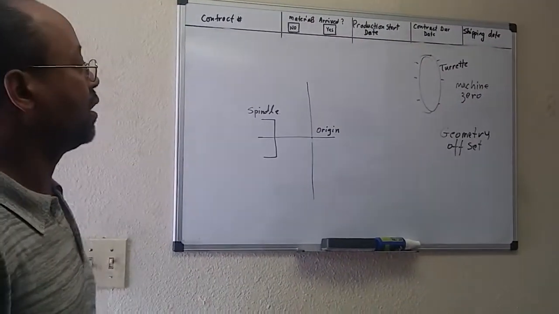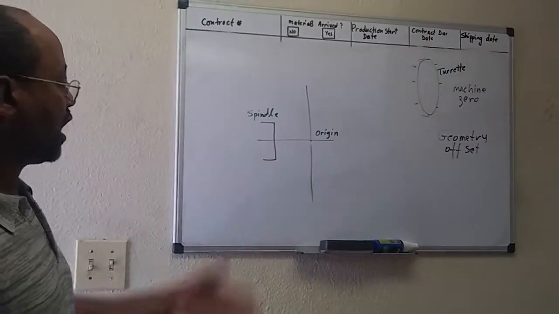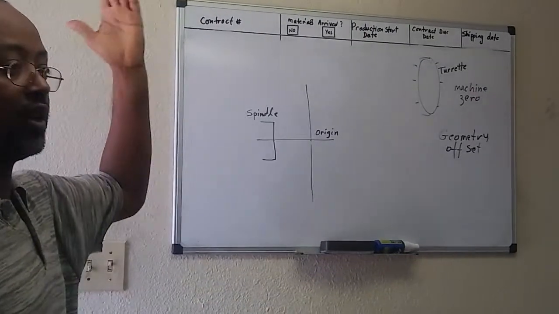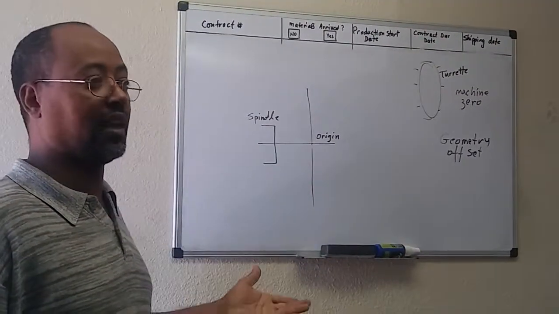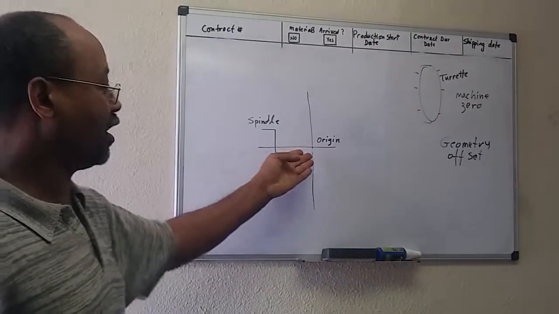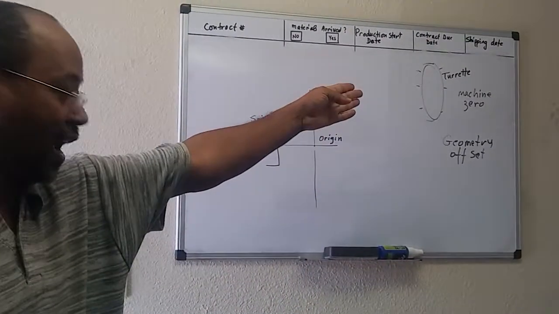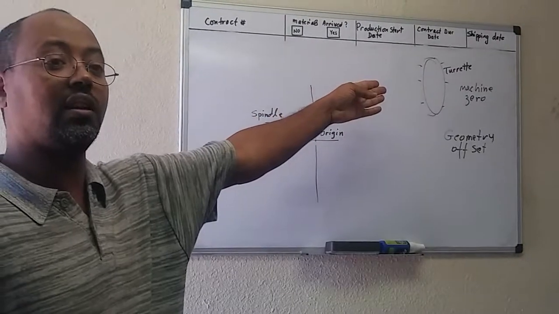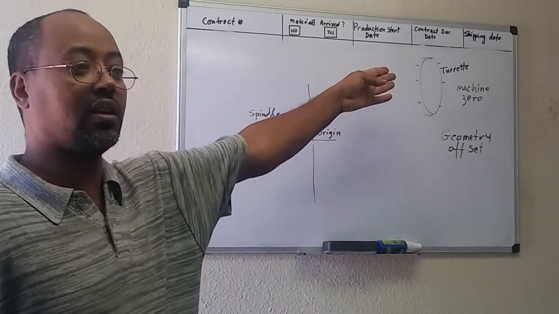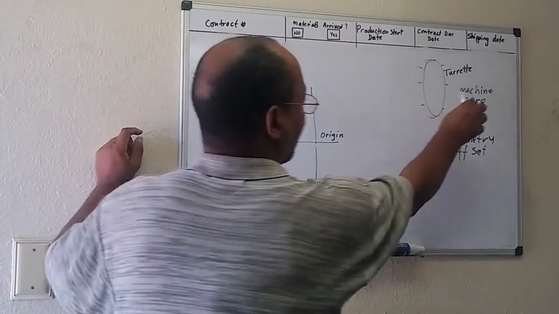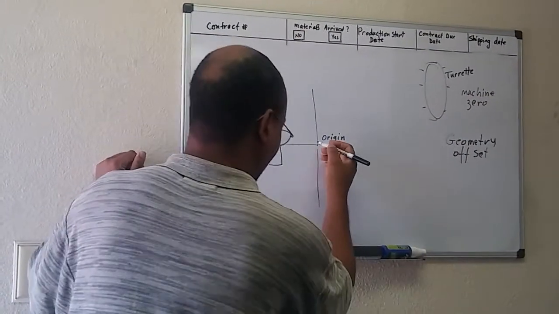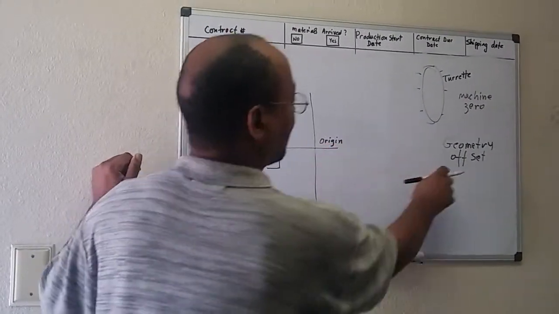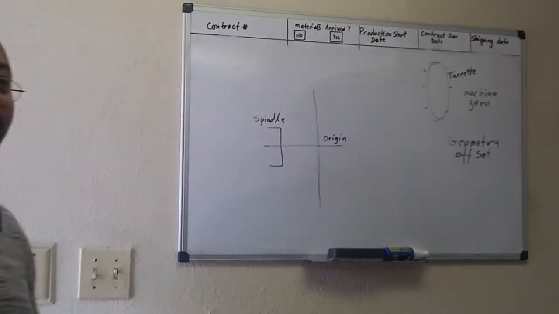Other than that, the machine has its own zero. SolidWorks and Mastercam, they have their own zero. I know SolidWorks and Mastercam, they like each other, they agree, so they know their origin. But my machine is way out there. The turret zero position is way out there. So I have to bring this zero of the machine or transfer it. By what? By a geometry offset.